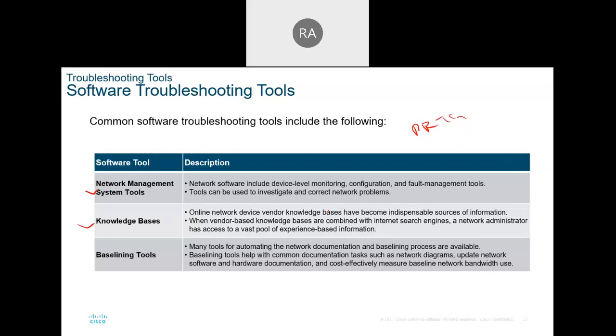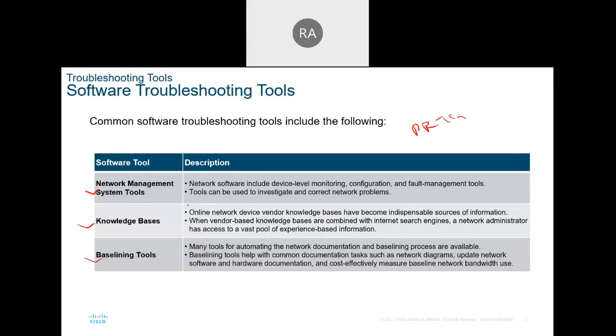If your network is behaving in a particular way you don't understand, you just search it on the internet. From the experience that other people have gathered, they are nice enough to put some of this information online: this happened, I had this problem, and this is where I was able to solve the problem. That is another tool you use.